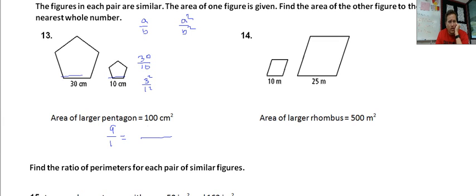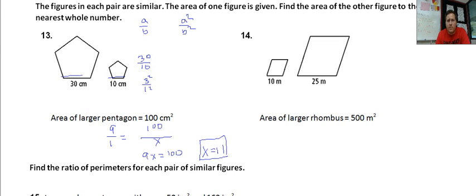So if the area of the larger one is 100, what is the smaller one going to be? That's x. So I cross multiply. This is going to give me 9x equals 100. 100 divided by 9, rounding to the nearest number, so x is going to equal 11.